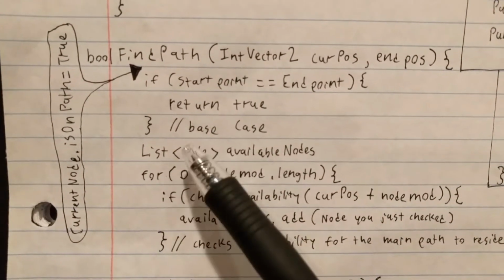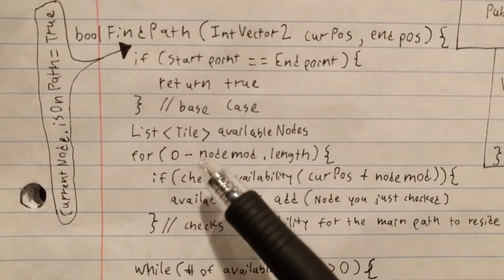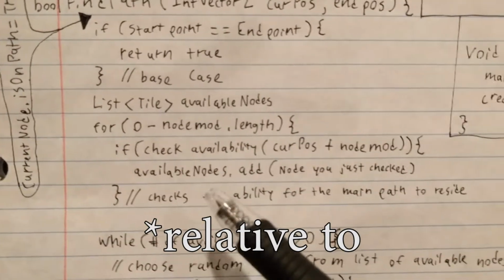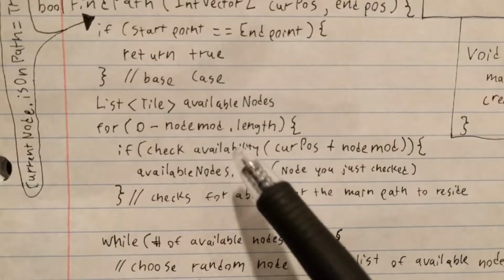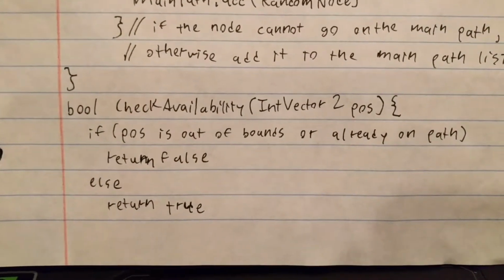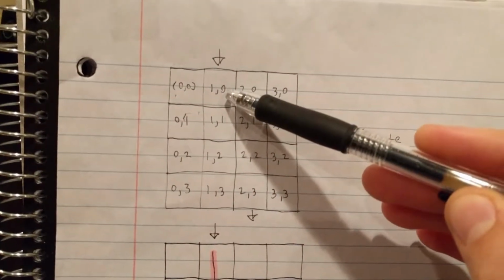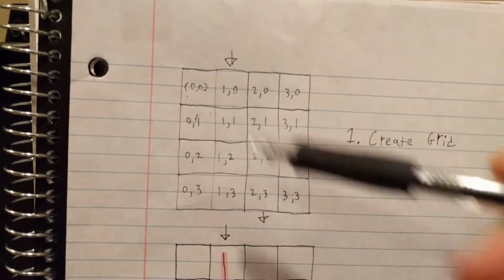Next, we'll create a list of available tiles. This for loop basically just goes to the adjacent tiles up, down, left, and right to the current tile. And this calls a function which I've called check availability, and all it does is it checks for two things. It checks to make sure it's actually on the grid. So for example, if we were starting on this tile right here, it's going to check to see if there's a tile up above it, and there's not. So in that case it would return false.